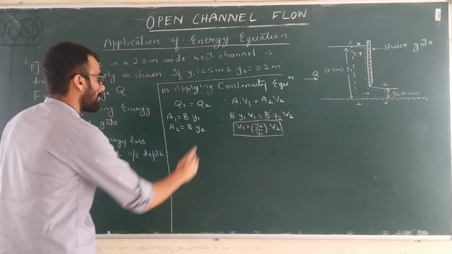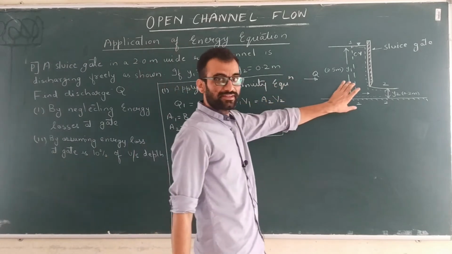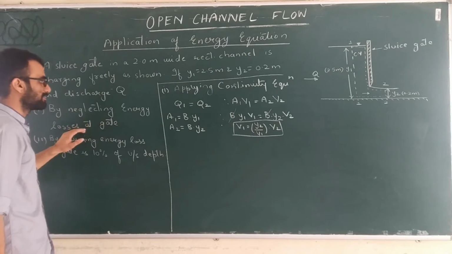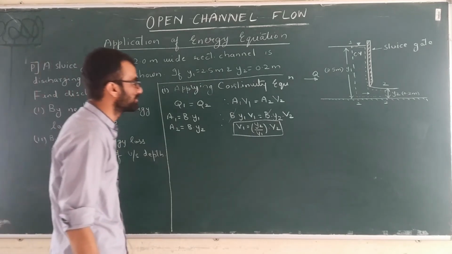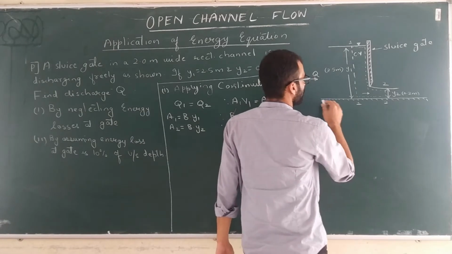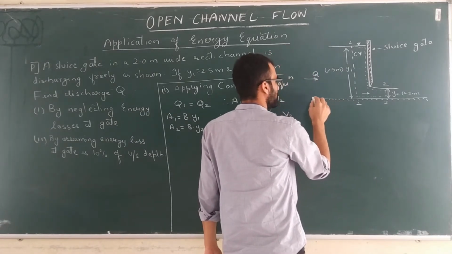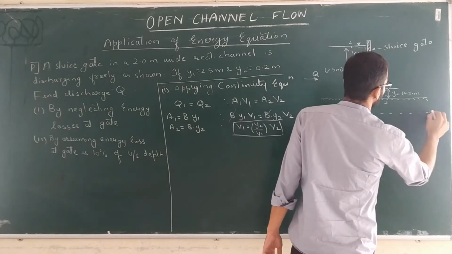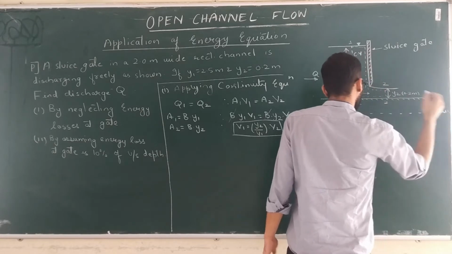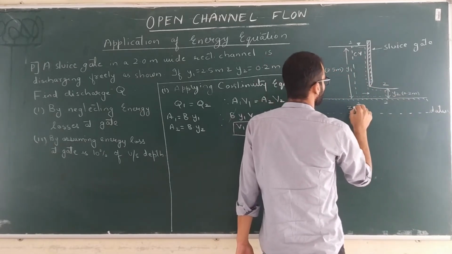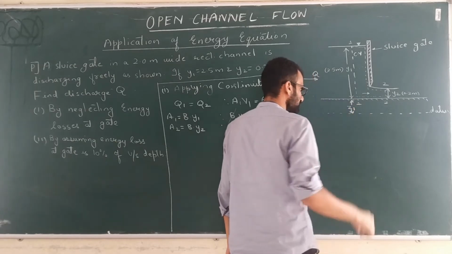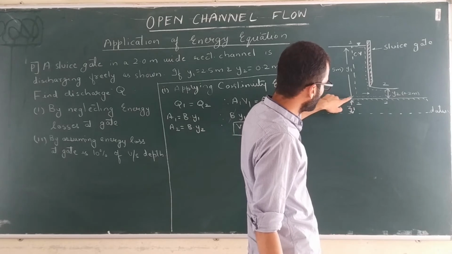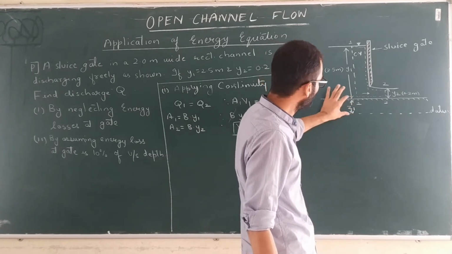Now the second equation that you can apply here is the energy equation. Since the energy loss at the gate is 0 for the first case, you consider the channel bottom itself as datum, or you can consider any datum. Let's say this is your datum. Even if you consider any datum and write the energy equation, this will be Z1, the height of the channel bottom from the datum, which gives you the potential head.